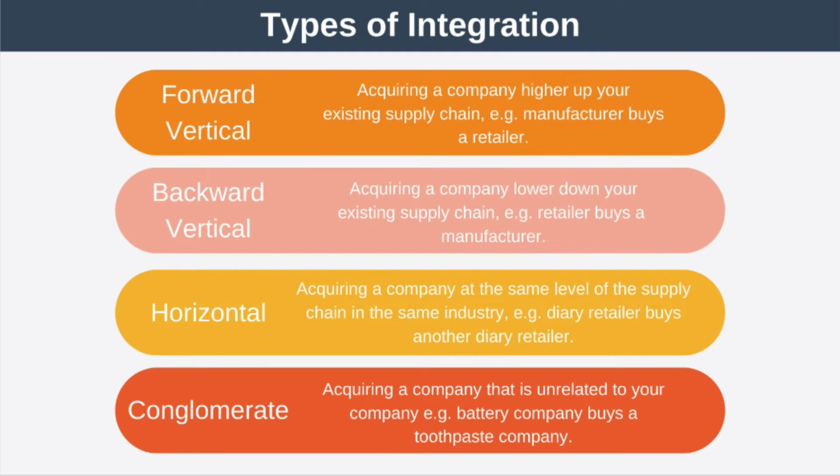Now, one thing to note here is that there's a special case we haven't yet covered, that of a conglomerate. And this happens when there's no apparent connection between your company and the company you are purchasing. A conglomerate is simply a collection of businesses grouped together under one umbrella company. Another thing to note is that sometimes an organization will vertically integrate in both directions, forward and backward, and this is often referred to as blended vertical integration.